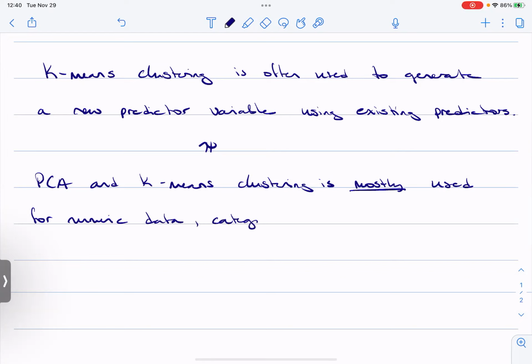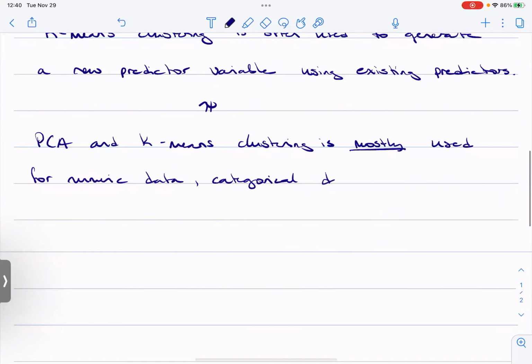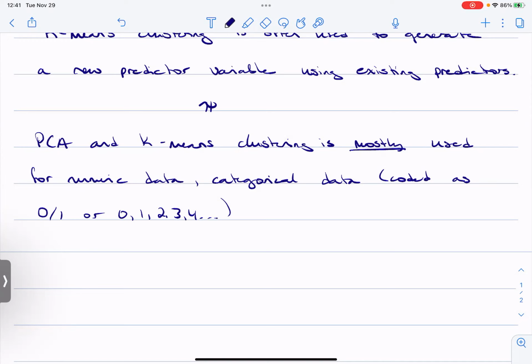And categorical data can affect the results. Of course, categorical data coded as numbers, right? Either binary or 0, 1, 2, 3, 4, 5 if you have ordinal data. You can't use straight categorical data, but you can convert them to numbers and then you could use them.